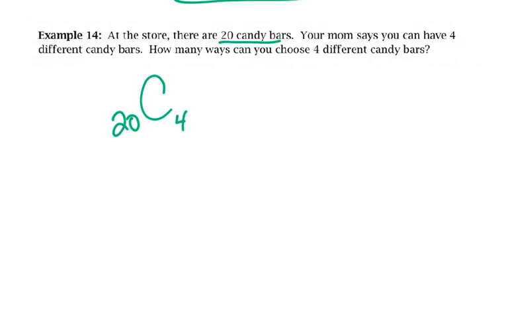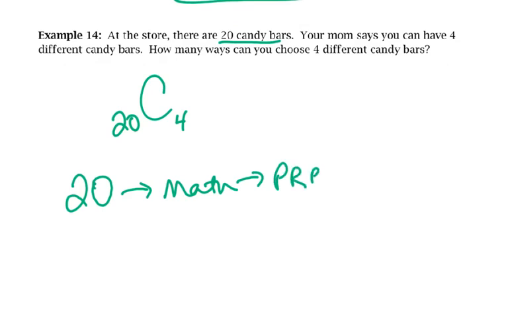I would use the calculator on this just because the number is so big, 20 times 19 times 18 and so on. To put that in your calculator, you're going to type in 20, go to the math menu, go to the probability menu, choose nCr, and then type in 4. If you do that right, it should give you 4,845.